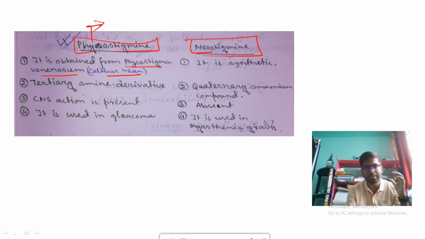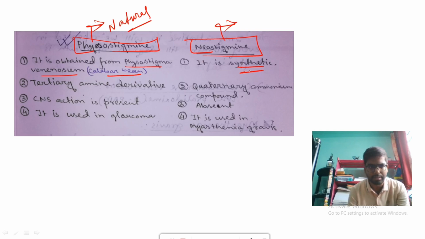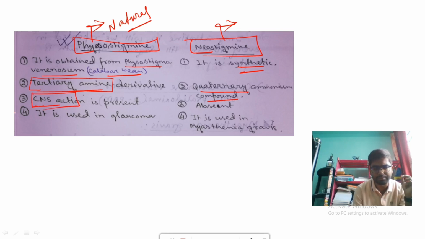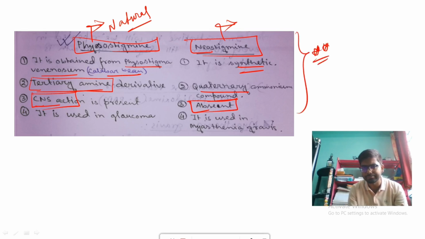Physostigmine is obtained from a natural source, whereas neostigmine is obtained from a synthetic source. That's the major difference. Physostigmine is a tertiary amine derivative, whereas neostigmine is a quaternary ammonium compound. Physostigmine has CNS action, whereas neostigmine has no CNS action. These are very important differences. In any exam, you can expect a question on these differences.